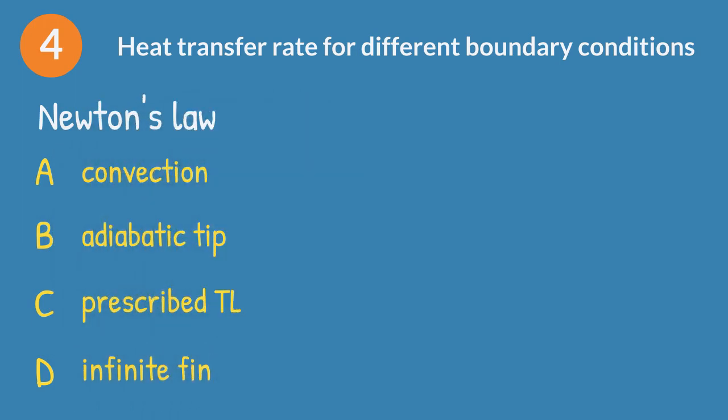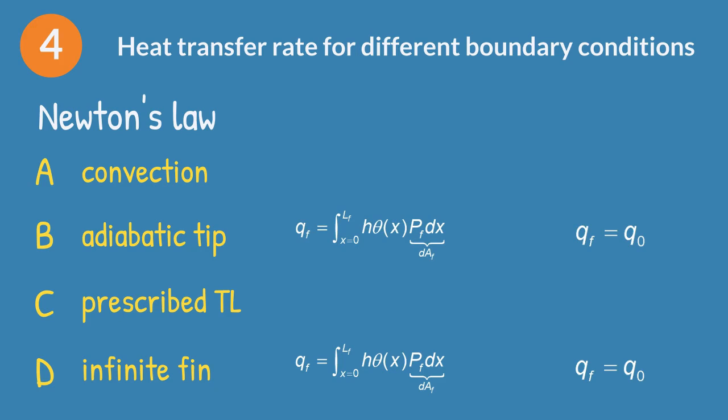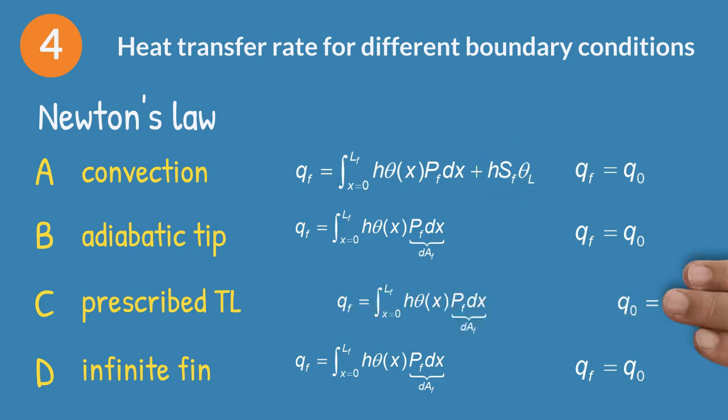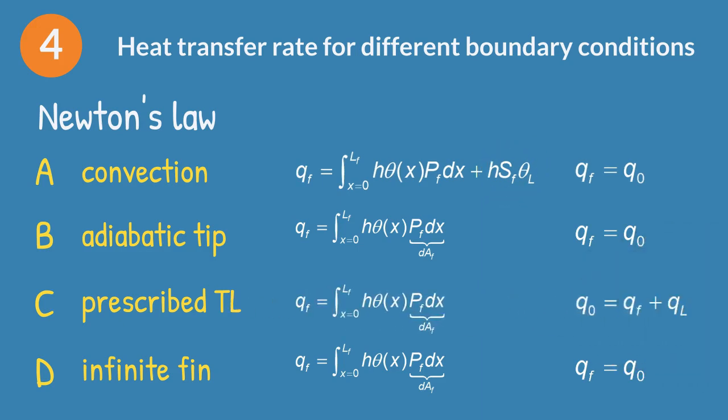We can also use Newton's law in the interface of the fin and the fluid, and integrate it through the fin surface. For a very long fin, an adiabatic tip fin, and a tip with convection at the tip, the application of Fourier's law at the base and the integration of Newton's law give the same result. Notice that for case A the heat transfer rate at the tip must be added. For case C, as discussed before, Q_L must be included in the overall heat balance.